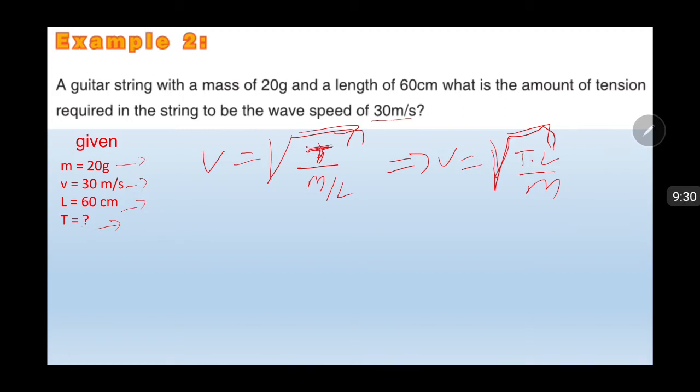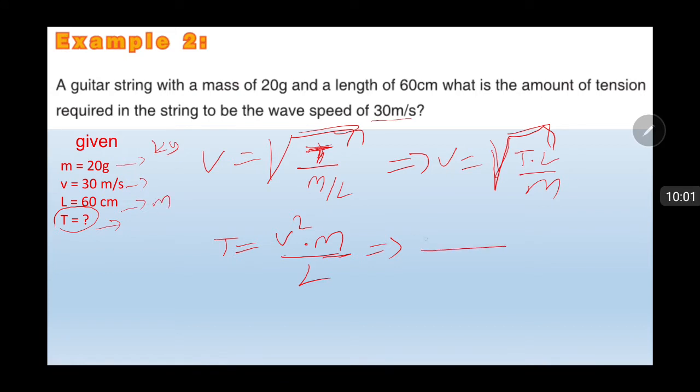But we will find the tension strength. I am writing tension strength equals v squared multiplied by mass over L. Now I am writing the numbers. But be careful, we must change gram to kilogram, centimeter to meter.